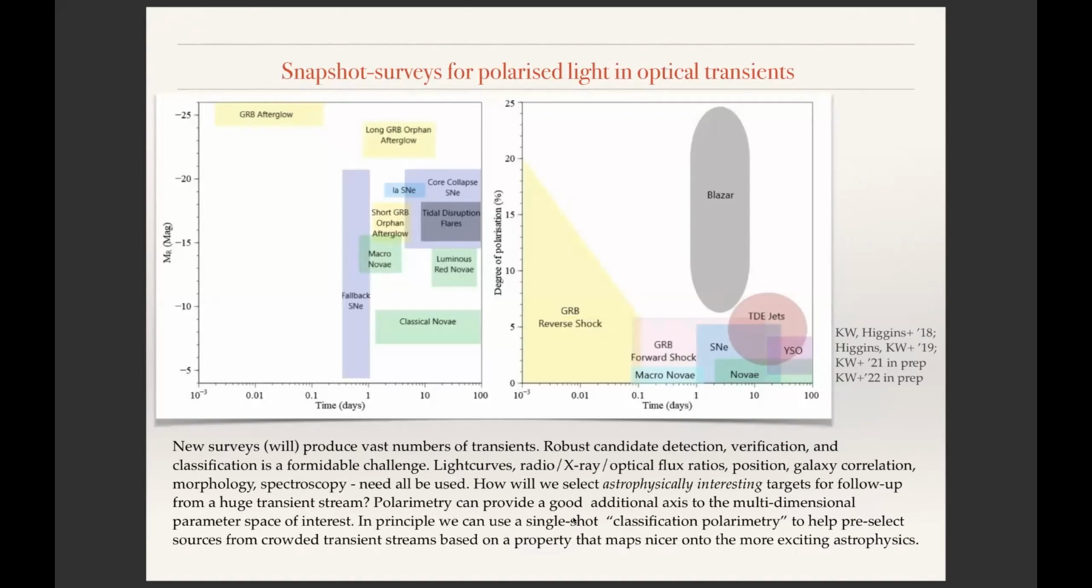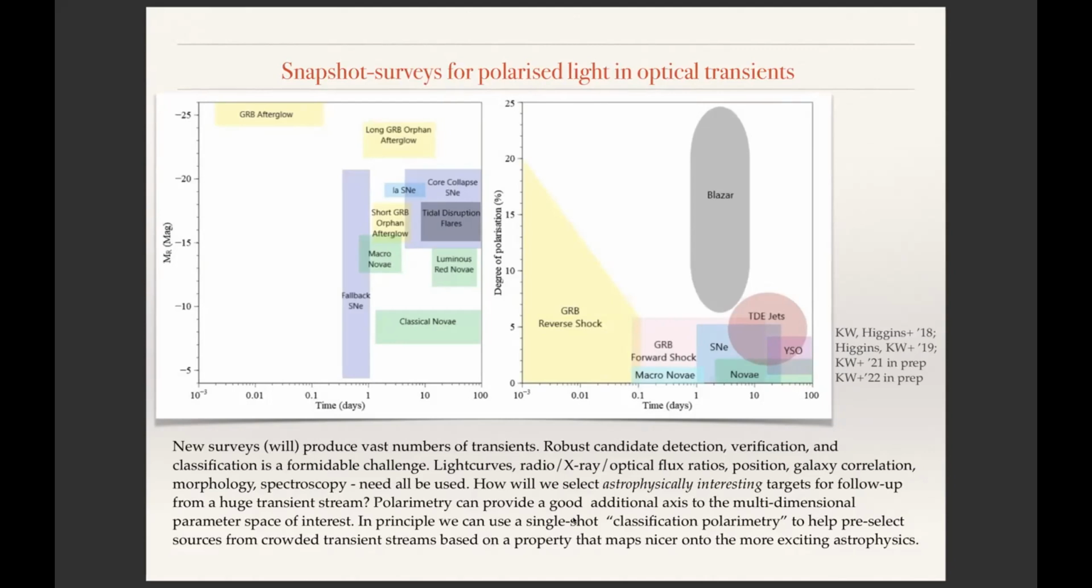It's not meant to be very accurate, where we show the degree of polarization on the vertical axis. And again, we expect sources to cluster and to walk in this diagram as a function of time. Now, new surveys will produce really large numbers of transients, and robustly identifying which ones are of interest from an astrophysics perspective could be helped a lot by adding polarization information to that multi-parameter data set.